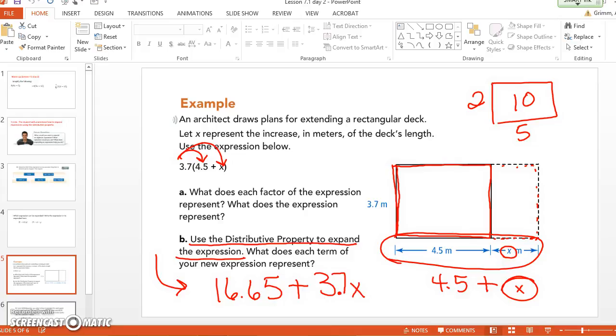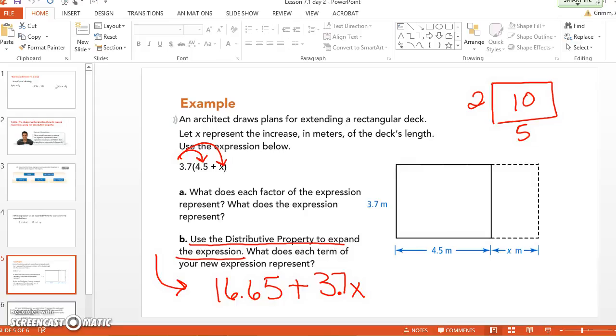3.7x. Okay. Now, here's where this part gets a little tricky again. So you really got to think about what we just did. Okay. What does each term of the new expression represent? So let's look at this one right here. Okay, now, here's the easiest thing to do. Think about where this number came from. How I got this number is I multiplied this by this.